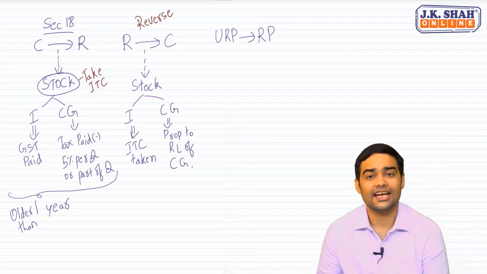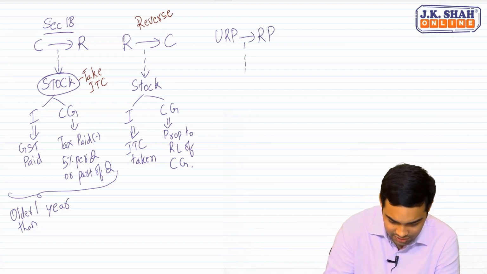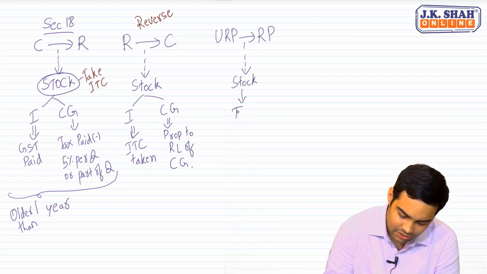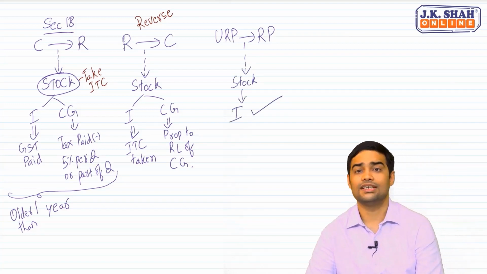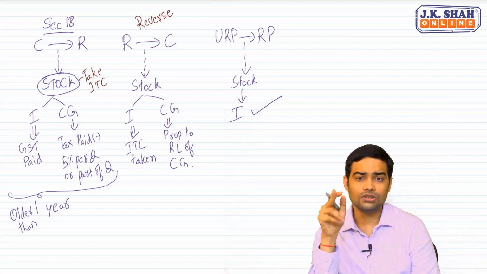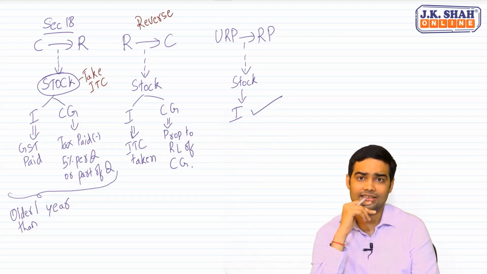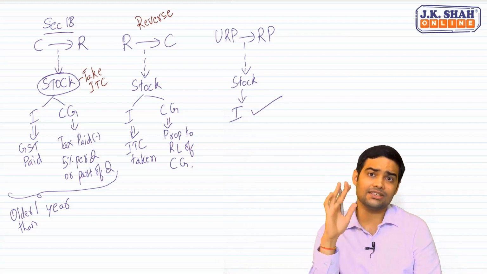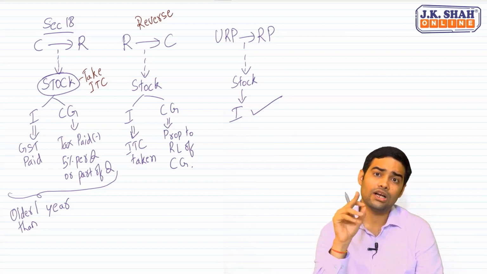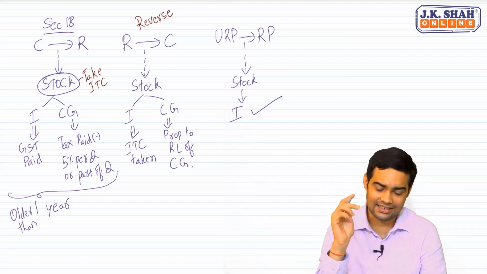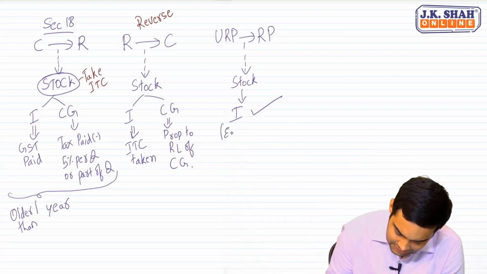Now, what would happen if an unregistered person becomes a registered person? Again, he will get ITC on the stock on the immediately preceding day, but only of inputs. This is the difference. For composition to regular or regular to composition, input and capital goods both are considered. But an unregistered person taking fresh registration gets ITC only on stock of inputs on the immediately preceding day, that is based on the effective date of registration.